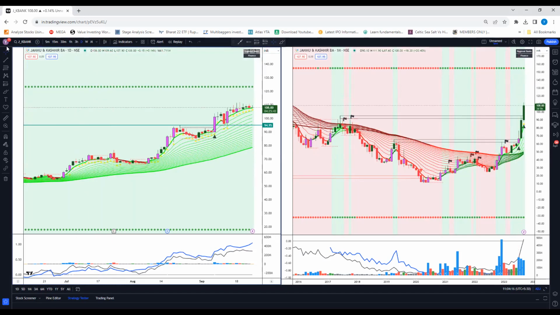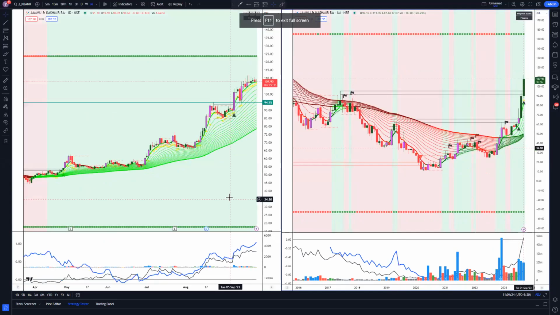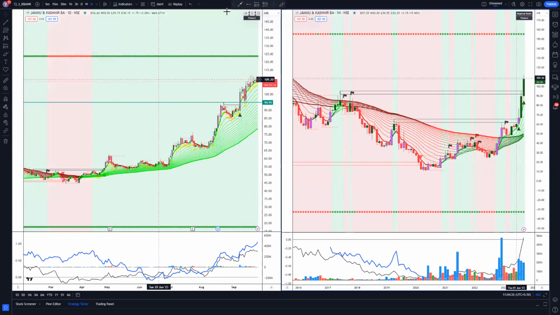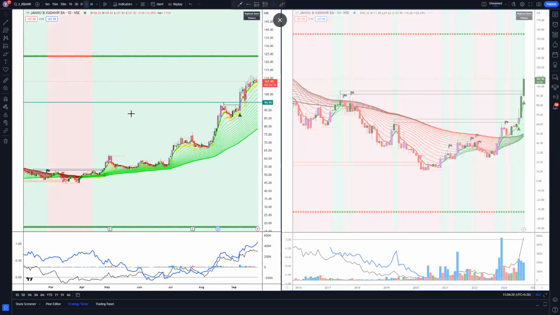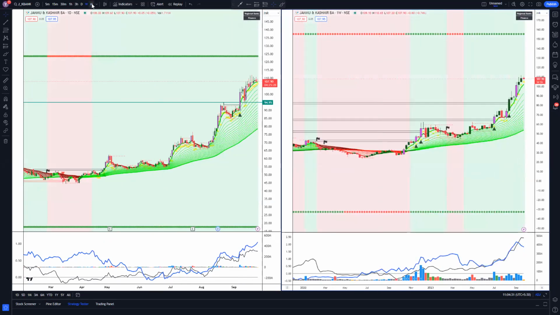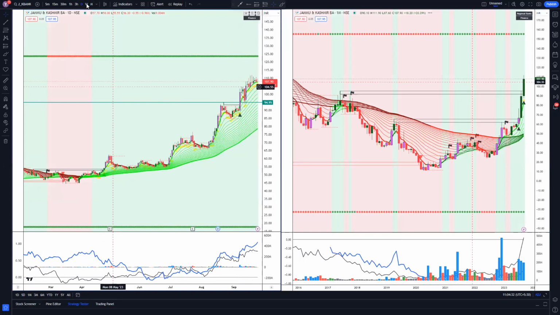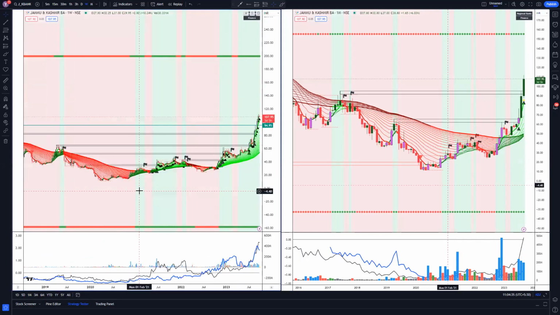What you are looking at right now is Jammu and Kashmir Bank. I'm going to make the screen bigger. Let me go to the weekly time frame here. Sorry, this is monthly. You need to click on the chart whose time frame you want to change.